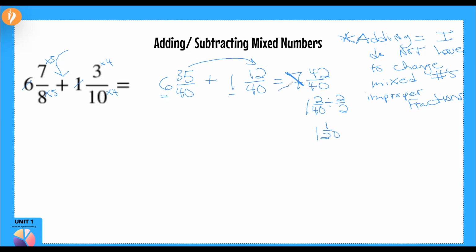Well, now we can't ignore our whole number anymore. So we bring down our 7. And the last thing we do is combine our whole numbers. So 7 plus 1 is 8. And we bring over our fraction. Our final answer in simplest form is 8 and 1/20. So if you need to rewind the video and watch that part a couple of times, then please do so. But this answer is 8 1/20. All right, I'm moving on to the next problem.